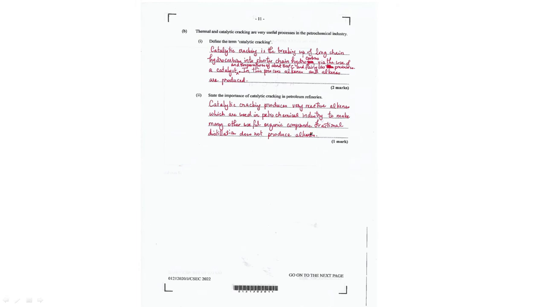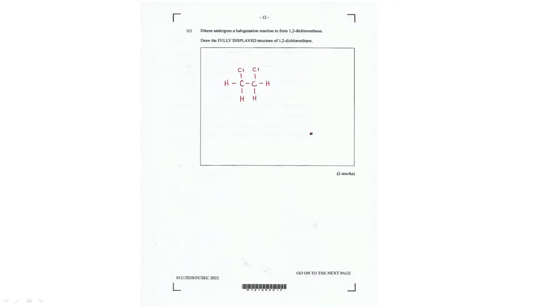Now state the importance of catalytic cracking in petroleum refineries. Now catalytic cracking produces very reactive alkenes, which are used in the petrochemical industry to make many other useful organic compounds. Fractional distillation, on the other hand, does not produce alkenes.